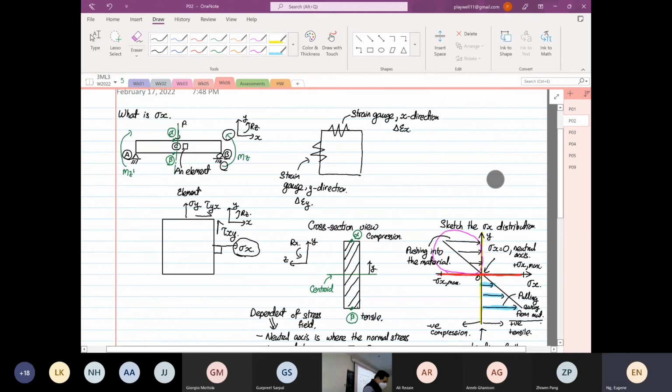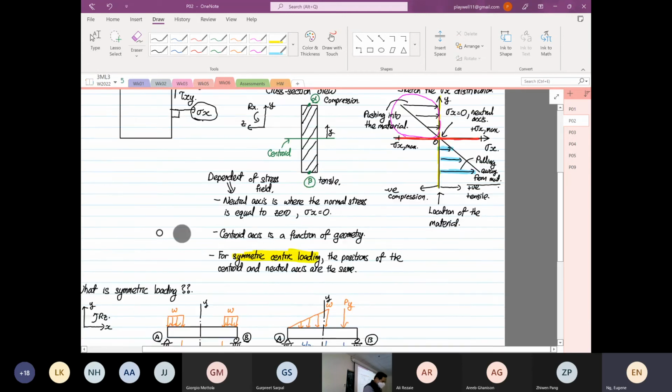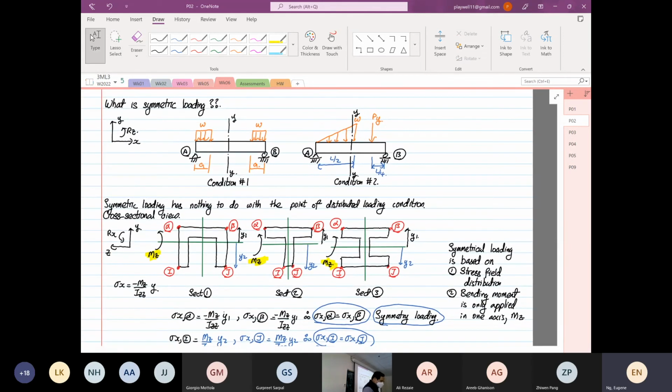Then the second thing that we learn over here is if the structure is under symmetrical centric loading, right? The neutral axis and the centroid are in the same position. So i.e., this is the centroid, right? The one in green is the centroid. The one I shade in red is the neutral axis. They all are exactly on the what? Same position.